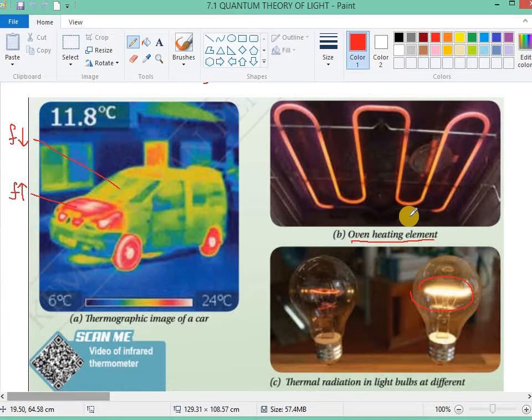So when the frequency goes into the frequency of visible light, we will be able to see the object start to glow and emit visible light.